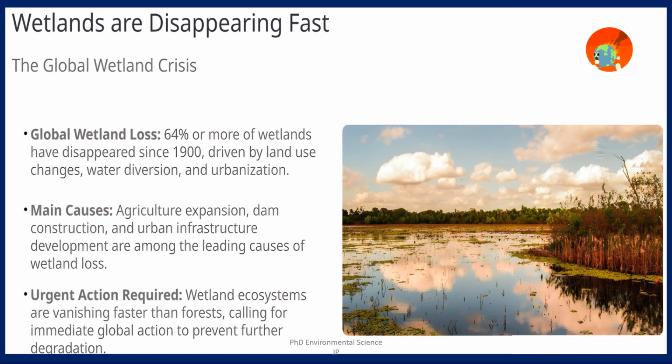Wetlands are disappearing fast. Recent estimates show that 64% or more of the world's wetlands have disappeared since 1900. Some of the main causes of the degradation and loss of wetlands are major changes in land use, especially increased agriculture and grazing, water diversion through dams, dikes, and canalization, infrastructure development, particularly in urban areas, river valleys, and coastal areas.